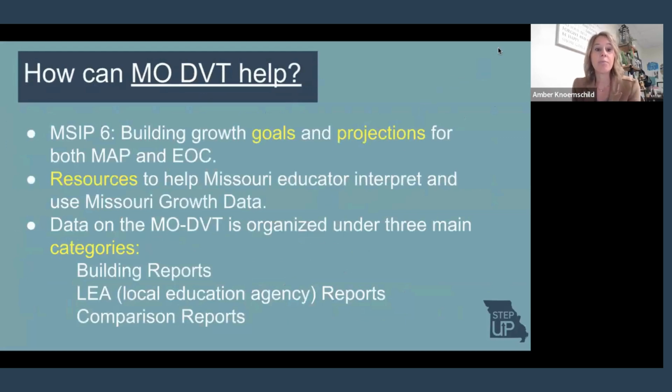So MO-DVT can help. Again, those MSIP 6 goals, they want growth. The state of Missouri wants to see growth for all of our students. So everybody is looking for ways to grow their students. And this is just a great resource to see the growth and figure out where you can grow your students. And it's organized in 3 categories: your building reports, your LEA reports, and your comparison reports.